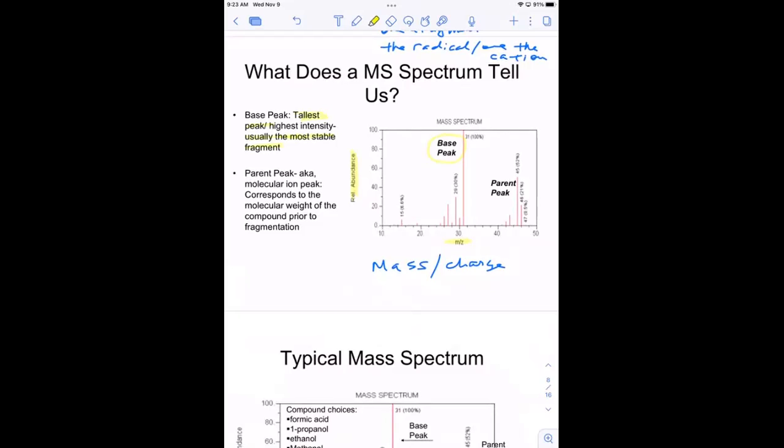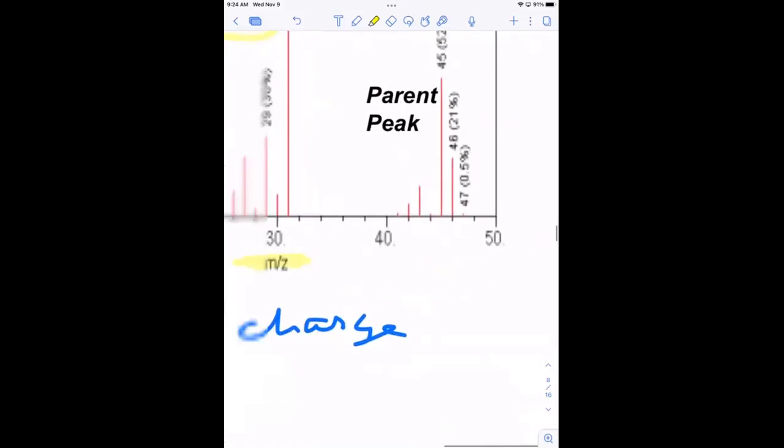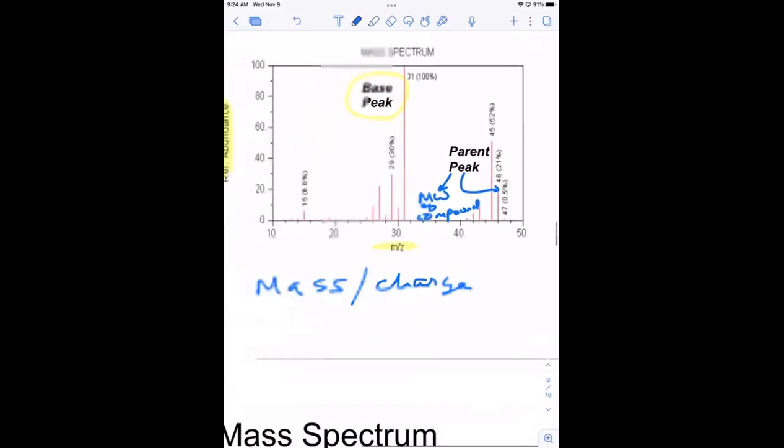You also have what's called the parent peak. Sometimes it's called the molecular ion peak. That's down here. I think for this one, it is 46. The parent peak is just whatever the molecular weight is. If the compound weighs 50 grams per mole, then the parent peak is going to be at 50. If it weighs 46 grams per mole, then the parent peak is going to be at 46. If it weighs 100 grams per mole, it's going to be at 100. The parent peak is the molecular weight of your compound.